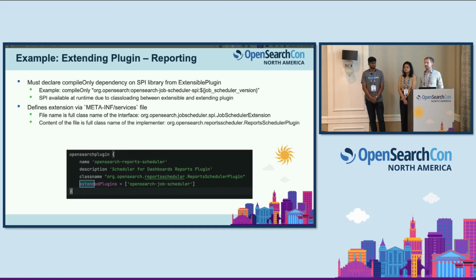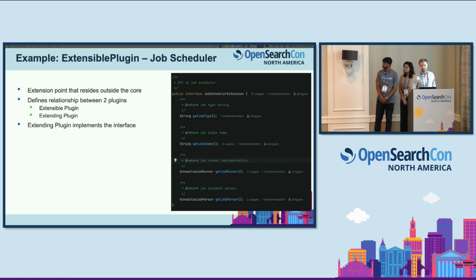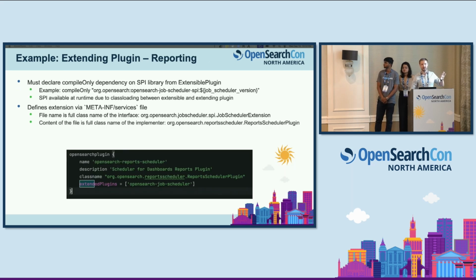Now that interface that you saw on the previous screen would not be in the main job scheduler repository. It'd actually be in a separate library called the service provider interface. It might be in the job scheduler repository, but you won't find it in the zip file of the plugin when you assemble it. And so you need to publish this SPI library that contains the interface of your extension point, and then extending plugins will then define a compile-only relationship on that library. Why is it compile-only?